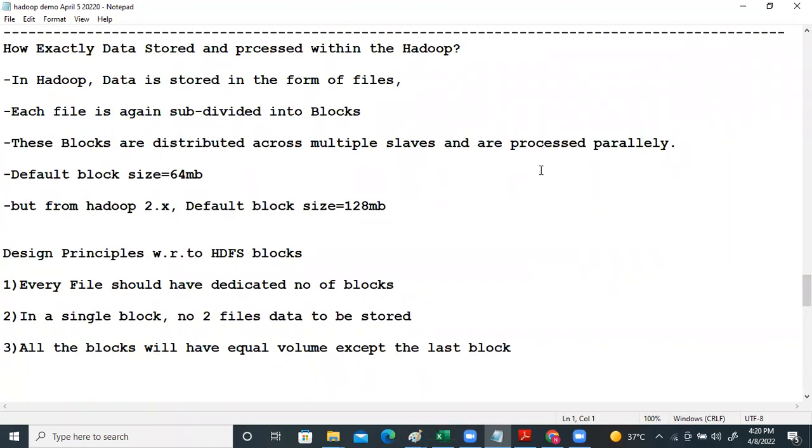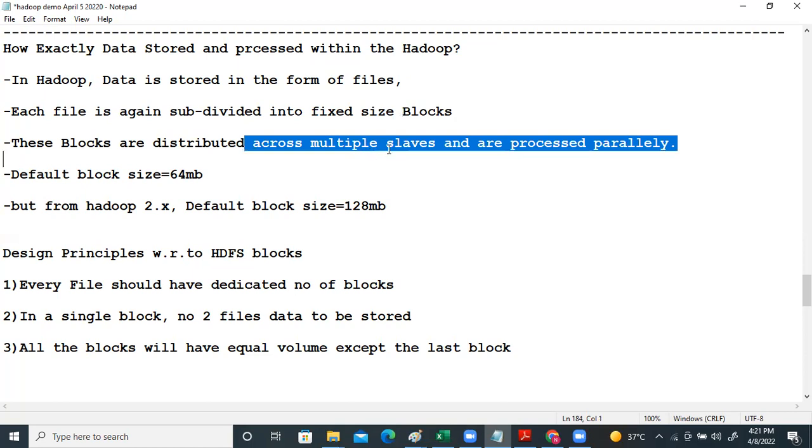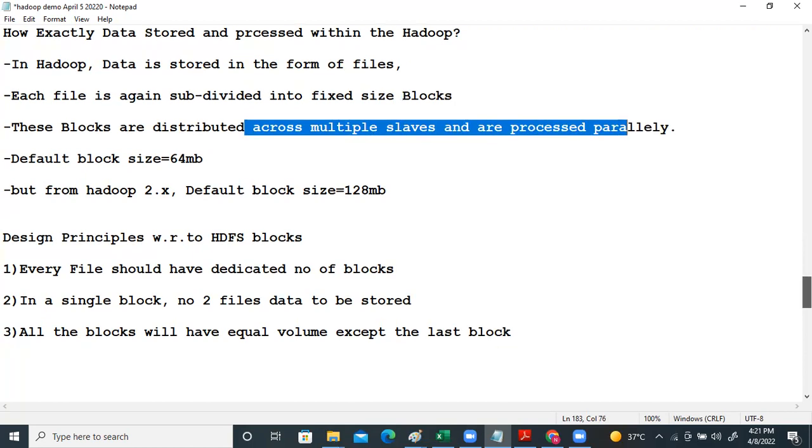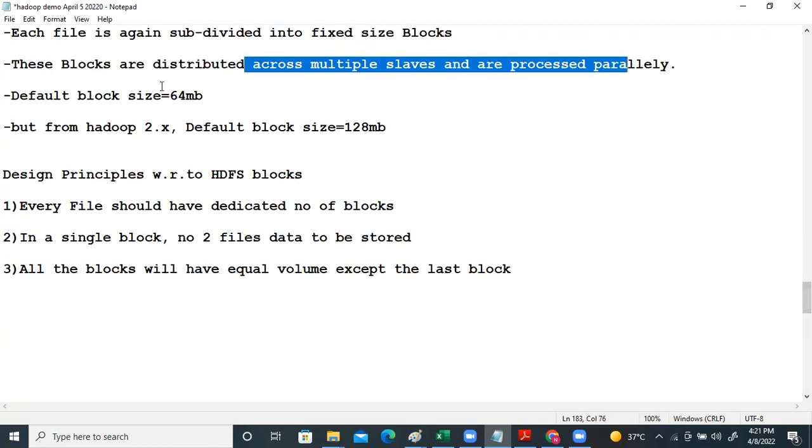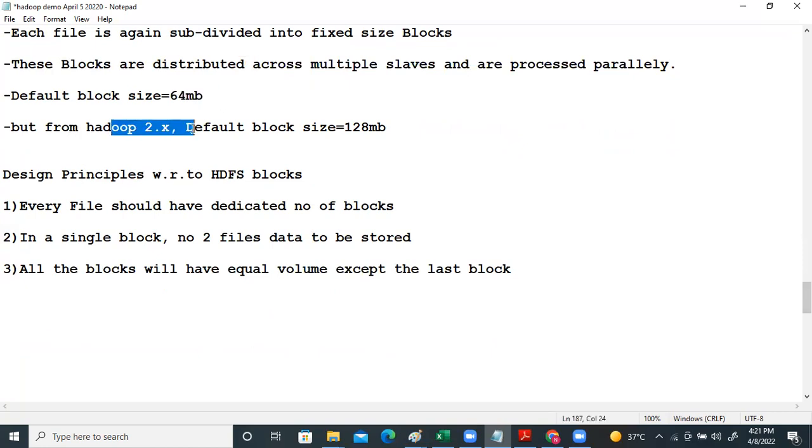In Hadoop, data is stored in the form of files. Each file is subdivided into blocks, and each block size is fixed. I can say it is subdivided into fixed size blocks. These blocks are distributed across multiple slaves and are processed in parallel. The default block size is 64 MB, but from Hadoop 2 onwards it is 128 MB.